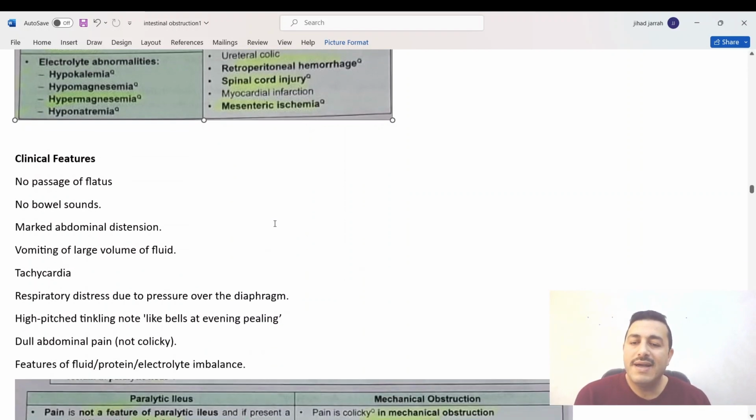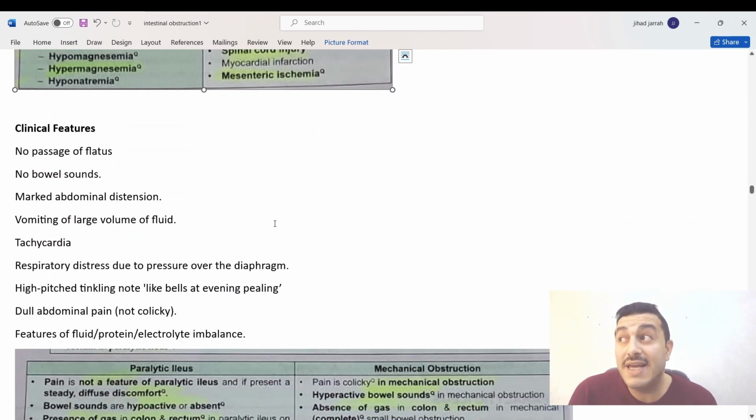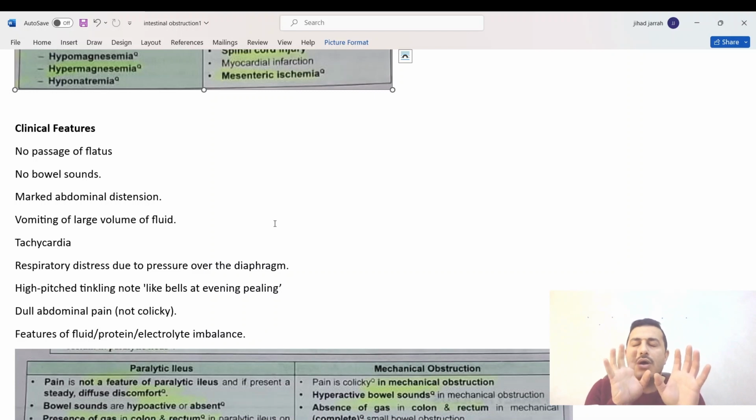The clinical picture differs a little bit from mechanical obstruction in that the pain is less severe, distension is prominent, and gas is present. If we compare mechanical obstruction and non-mechanical or paralytic ileus, in paralytic ileus we will find gas in the distal bowel and in the rectum, while in mechanical obstruction it will be gasless. So you can see here the clinical picture of paralytic ileus. No passage of flatus, no bowel sounds. Actually, the bowel sounds are hypoactive, while in mechanical obstruction they are hyperactive in the initial phase.